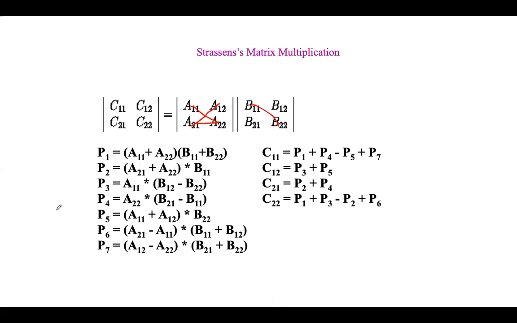See, product 3 is again different. Product 4, we will calculate the products like this, 7 products. And then using these products, we are going to arrive at the C11, C12 values. C11 is equal to P1 plus P4 minus P5 plus P7. So this is for the first row, first column value. C12 is equal to P3 plus P5.